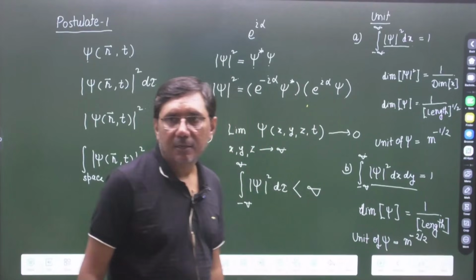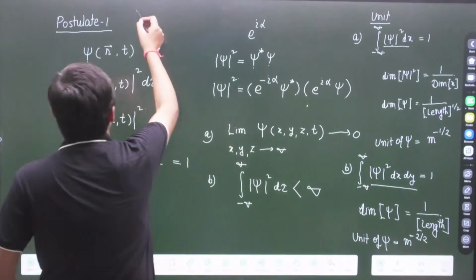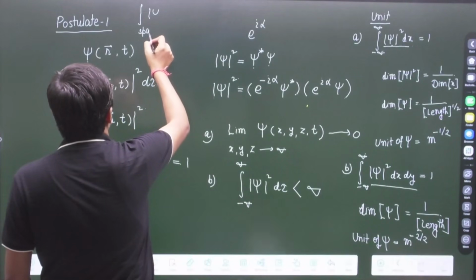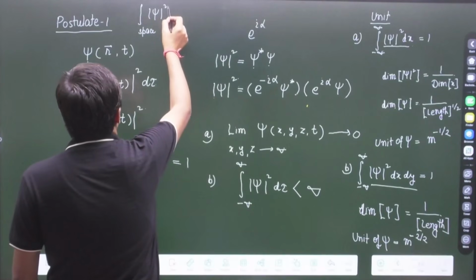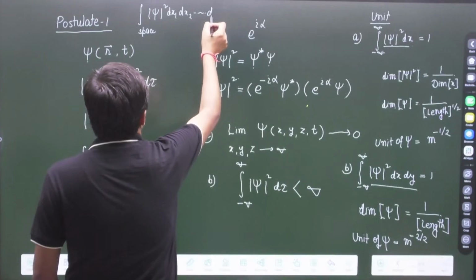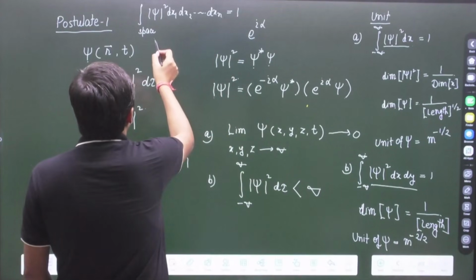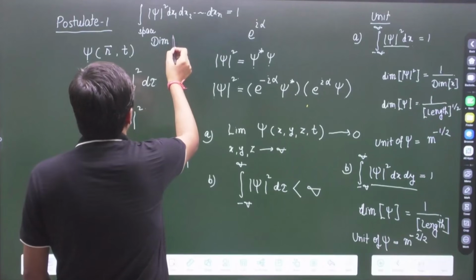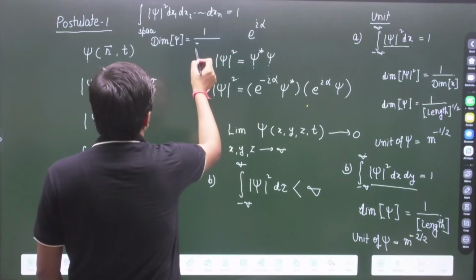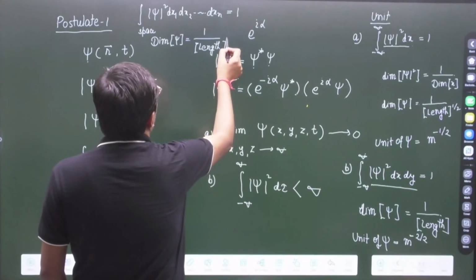For the n dimensional case, you can write in this way. This will become psi square for the space, psi square dx1 dx2 up to dxn, and this will be equal to 1. So the dimension of psi will be equal to 1 upon length to the power n by 2.